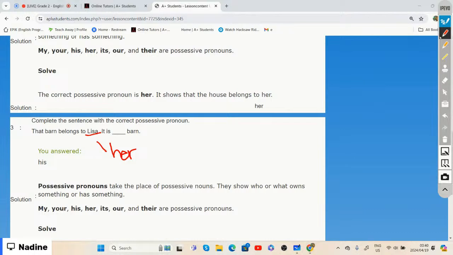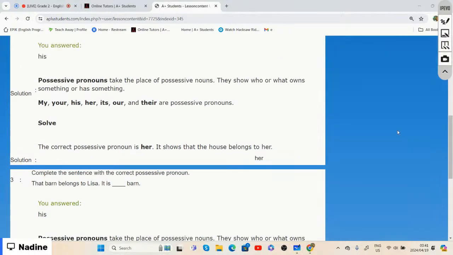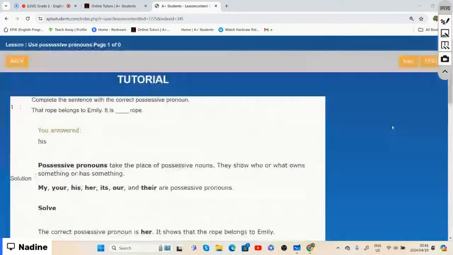So that is possessive pronouns, right? It takes the place of the noun. It's like saying his, her, its, their, our, my, your, right? Those are possessive pronouns. It takes the place of the possessive noun, and it either shows who owns something or it shows who has something, right? All right, let's go to our test.